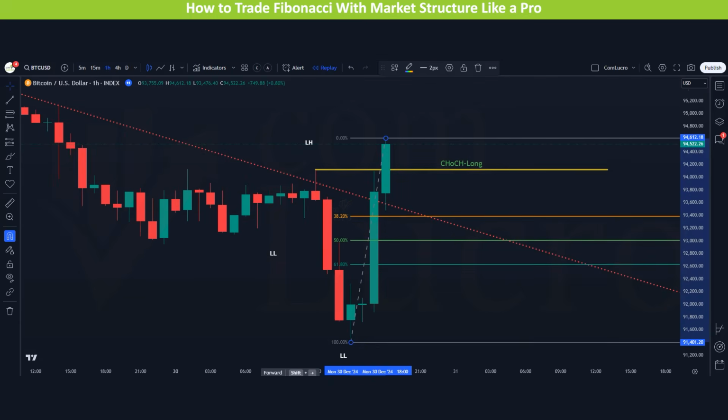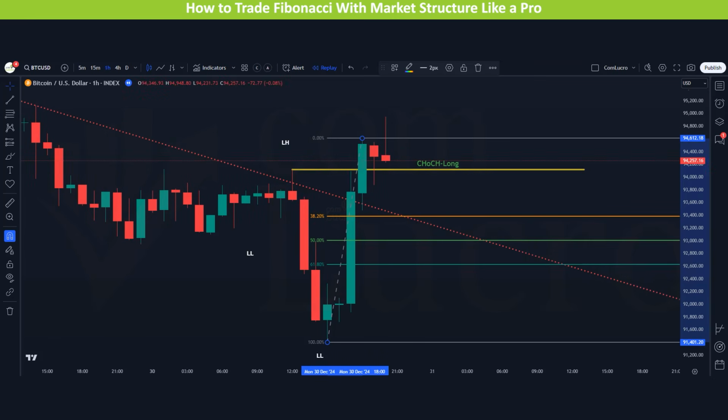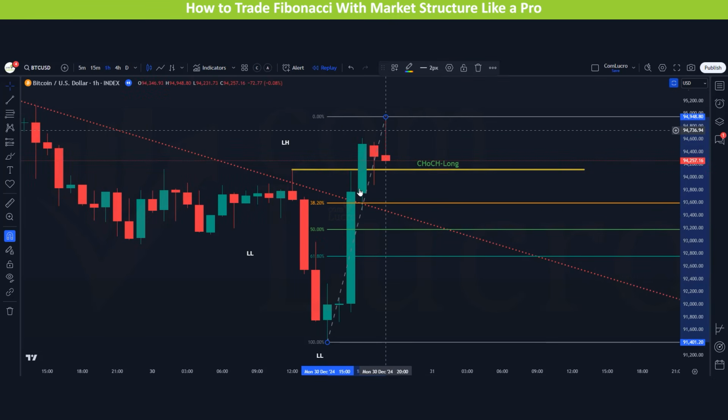After the CHoCH, price keeps moving and prints a higher high, which means we recalibrate the tool to reflect the new structure. That adjustment keeps our levels accurate and aligned with the latest move, pointing us to the most relevant zones for trade opportunities. By keeping the retracement updated, we hold on to precision and adaptability, two things you can't trade without when conditions keep changing.